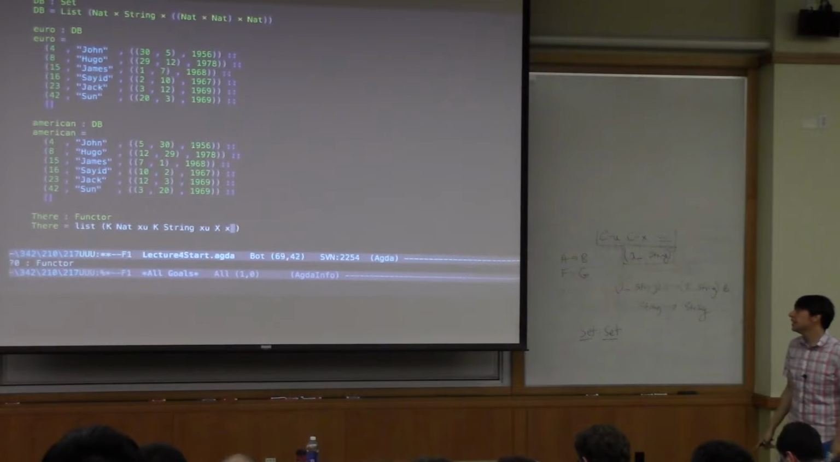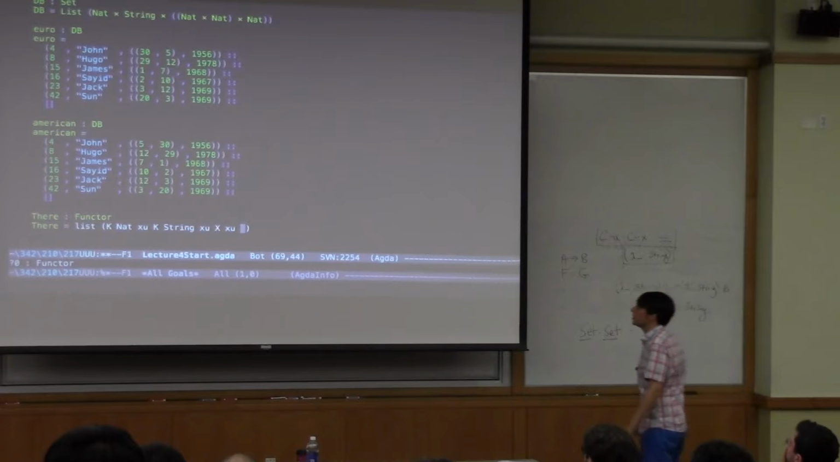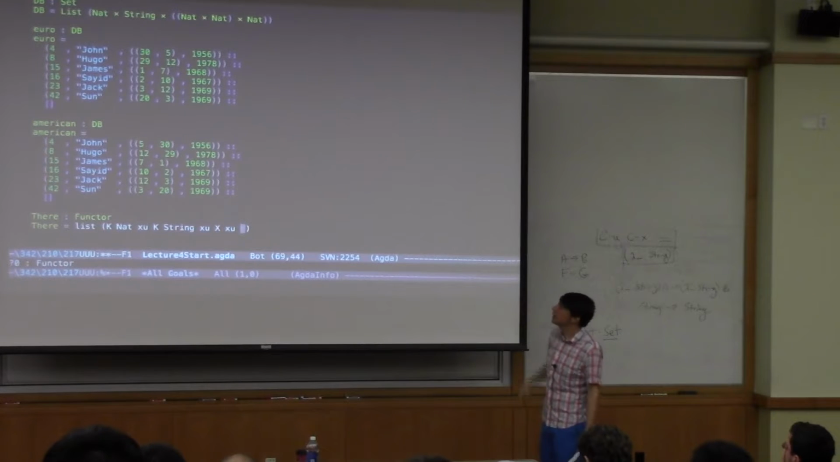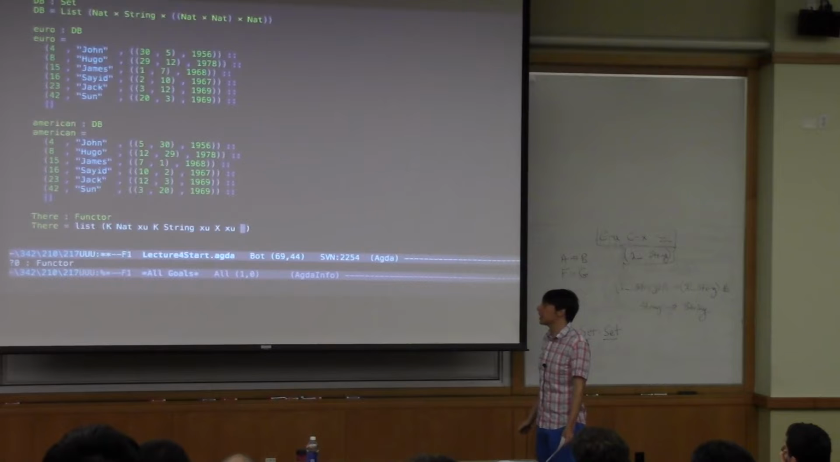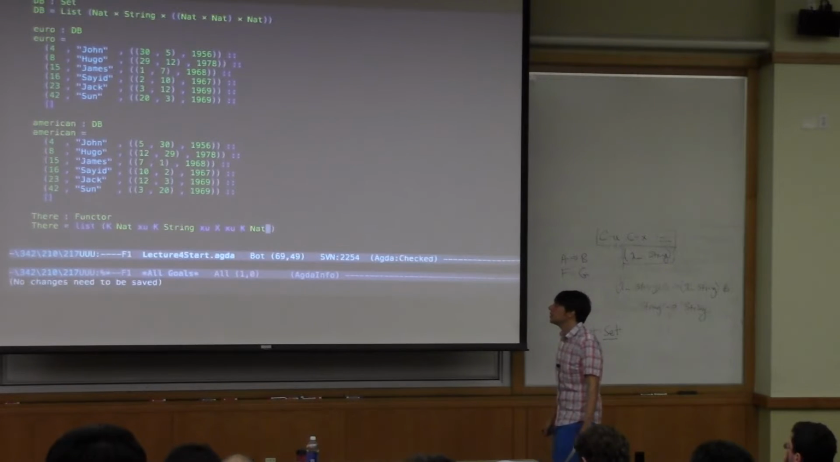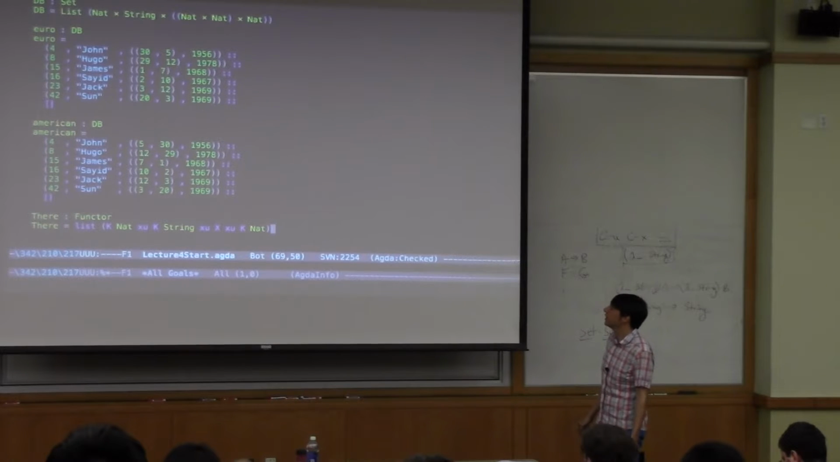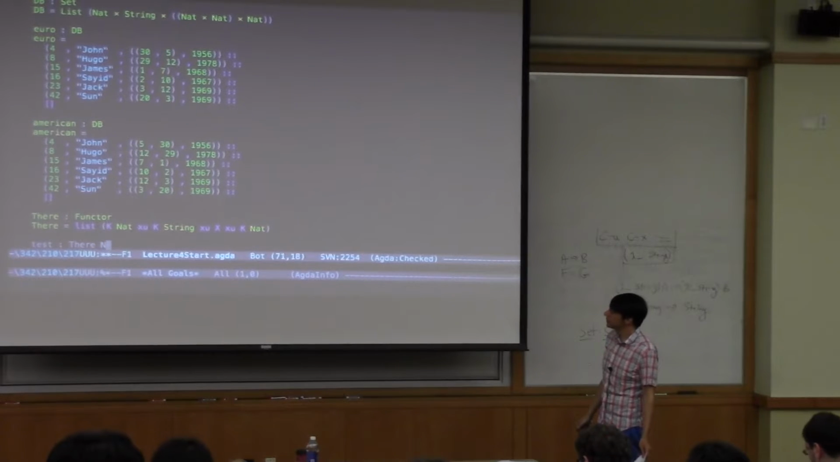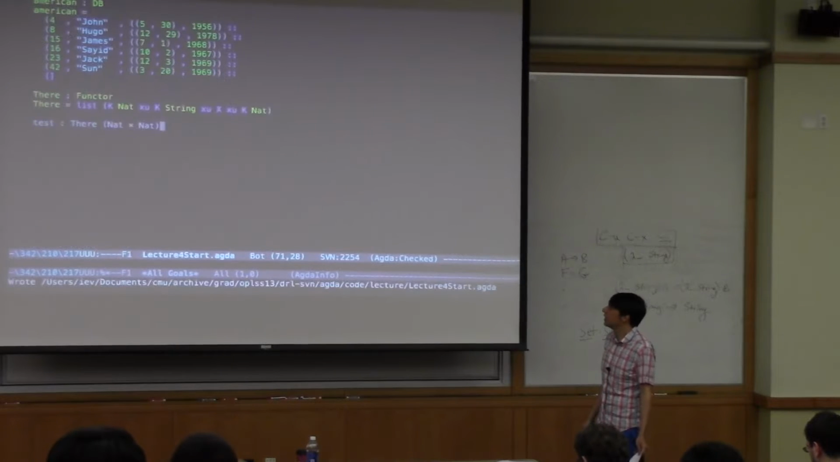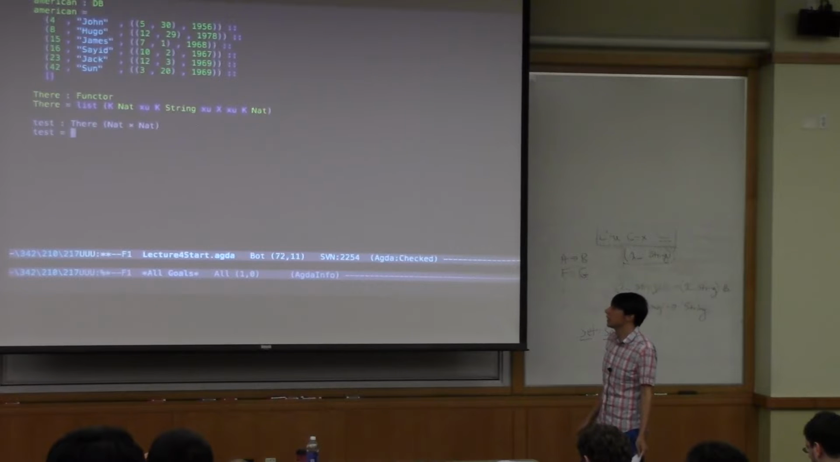X. The next component is something that we want to leave unchanged because we want to leave the year the same. Okay, so how do we say that? Knat. Okay, so there is a functor. And let's check just by writing test colon there of nat cross nat. So here the cross is a backslash times. And then define test to be American.